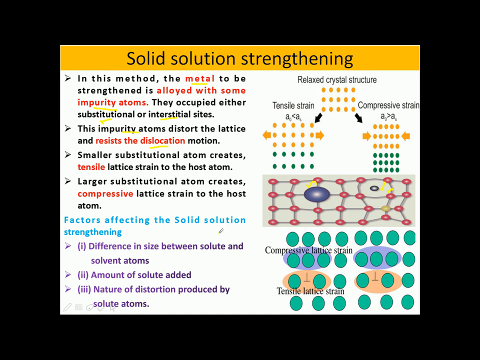Now we are going to see the factors affecting solid solution strengthening. What are the factors that affect this? It's very important. First one is the difference between the solute and the solvent atoms. Then the amount of solute added. Then the nature of distortion produced by the solute atom. These are the factors affecting solid solution strengthening.